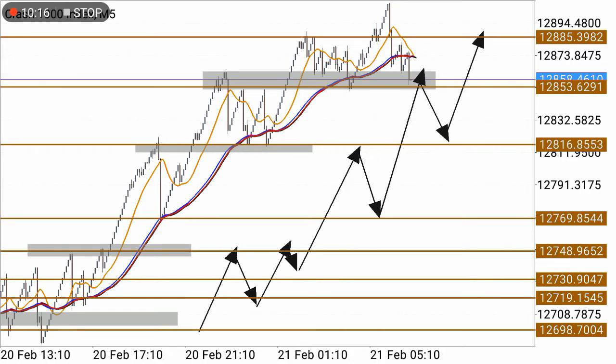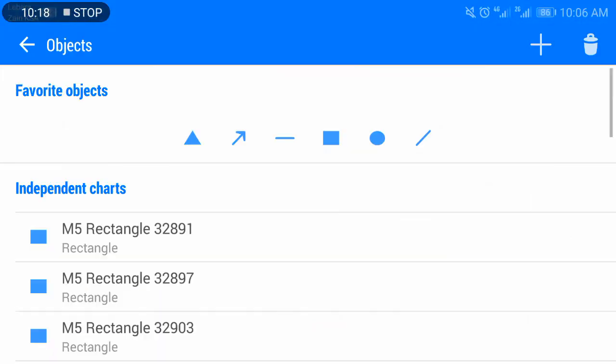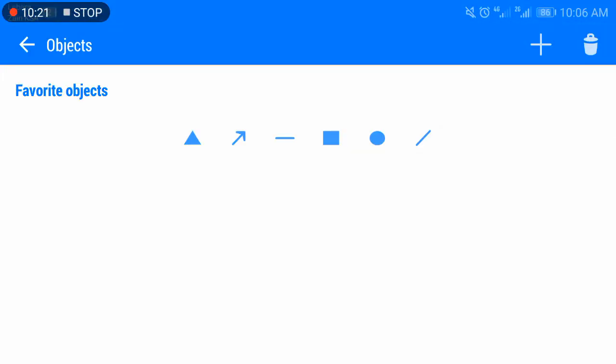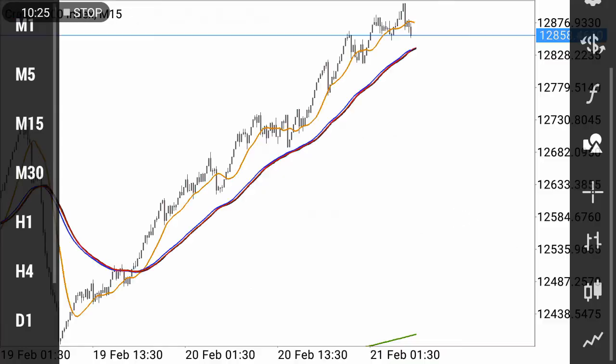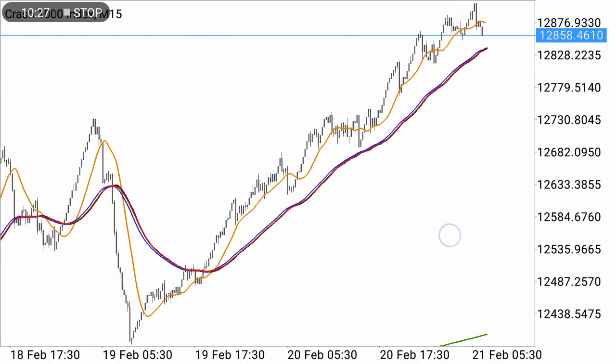I have this point also clear. Okay, let me move on to M15. So this is the M15 chart.